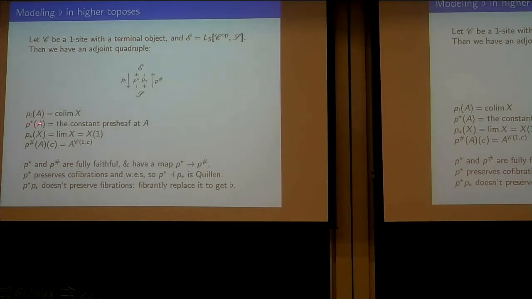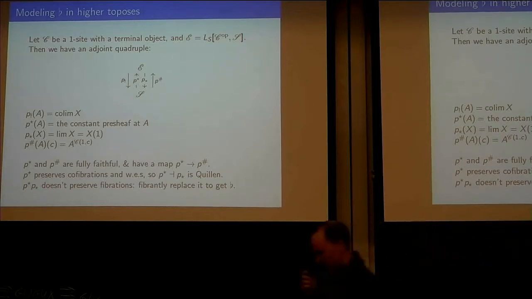The discrete inclusion and the codiscrete inclusion are fully faithful, and they're mapped from one to the other. In terms of the HoTT theory, this discrete thing, which is just a constant presheaf, preserves cofibrations and weak equivalences because those are just levelwise in the injective model structure, and so in particular they remain so in the localization. So that means that this discrete global sections adjunction is a Quillen equivalence. But this composite comonad doesn't preserve fibrations, so we had to fibrantly replace it to get flat in the internal type theory upstairs. So that's what I described yesterday.